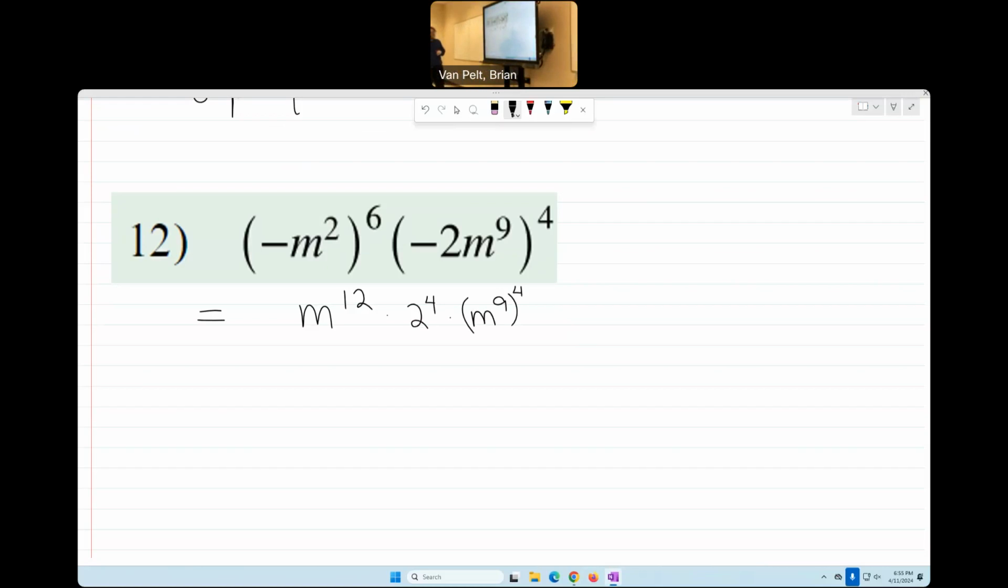Now, on my last step, I'm going to take the number and put it out front. That's just usually the way we write things. Do you know what 2 to the 4th is? 16. I have 16. I'll bring down the m to the 12. This you said m to the 36. And then to finish it off, what do we do with the 12 and the 36? Add them. So I have 16 m to the 48.